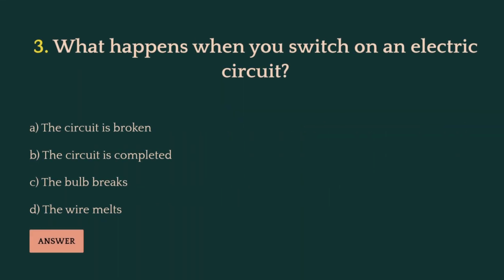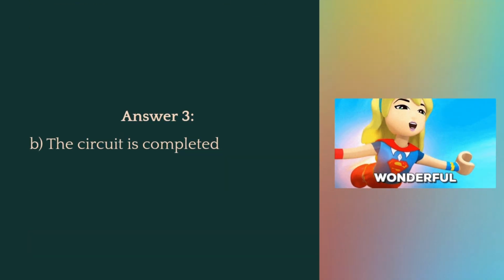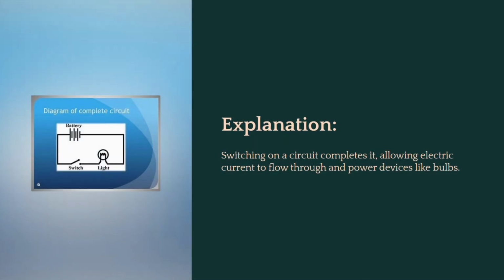Moving on to the next question. What happens when you switch on an electric circuit? And the options are A. The circuit is broken, B. The circuit is completed, C. The bulb breaks or D. The wire melts. The correct answer to the question is the circuit is completed. Switching on a circuit completes it, allowing electric current to flow through and power the devices like bulbs.